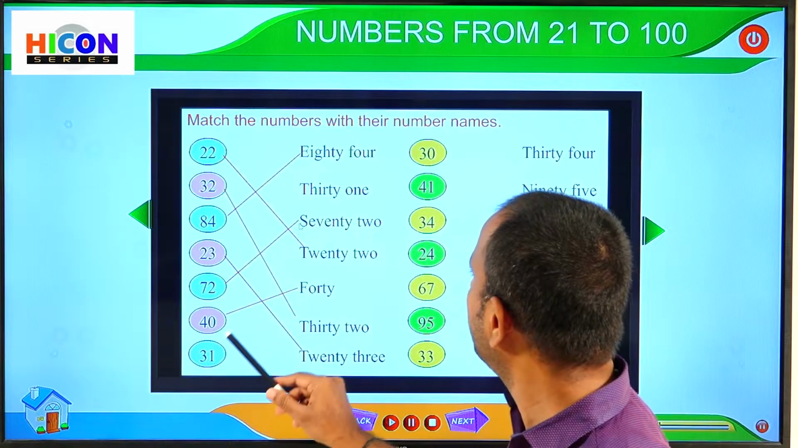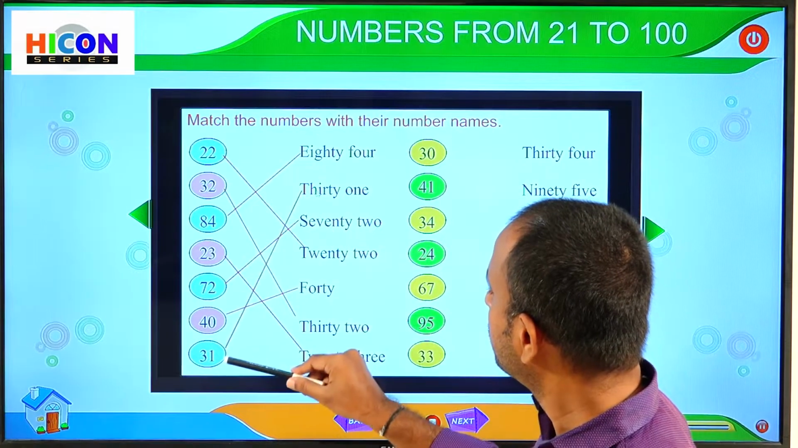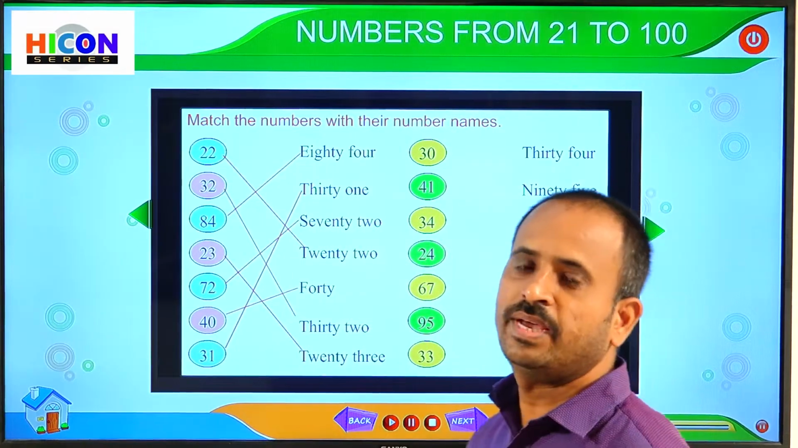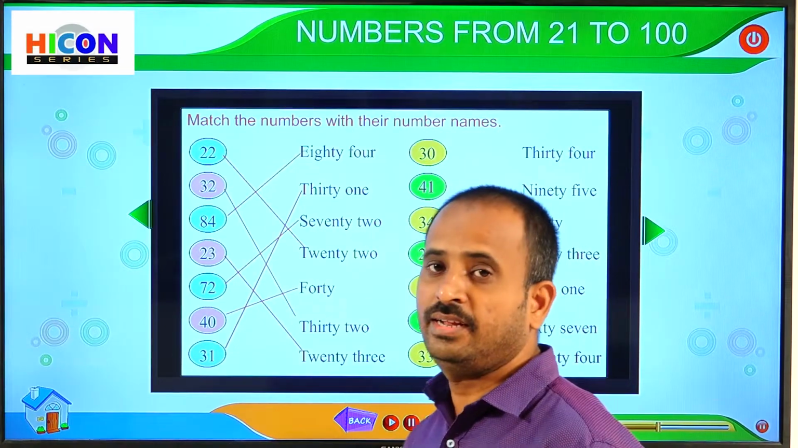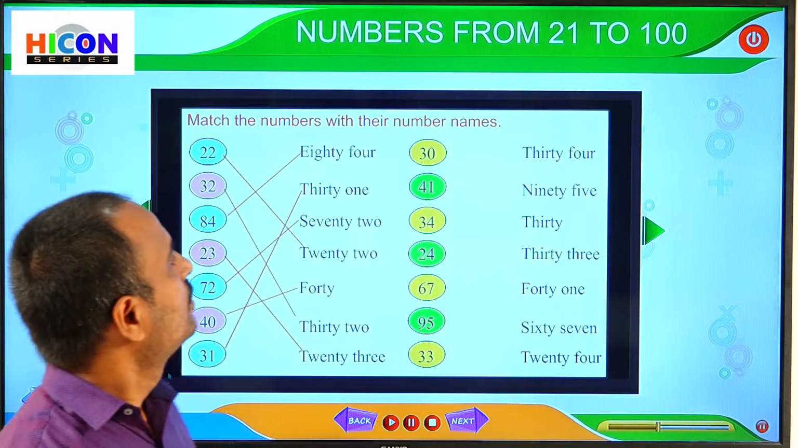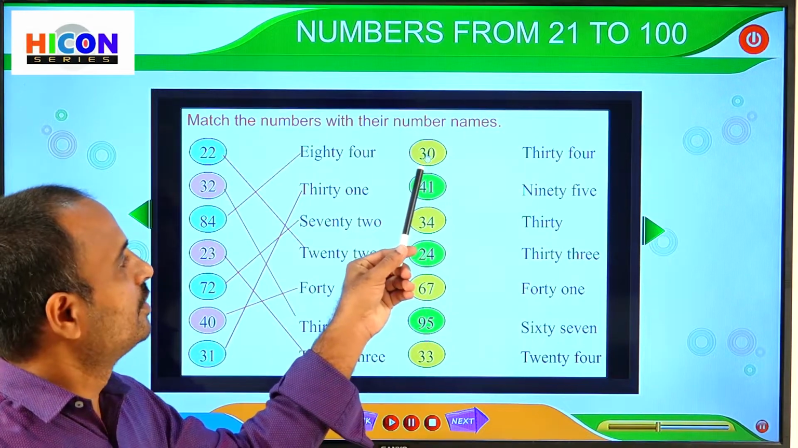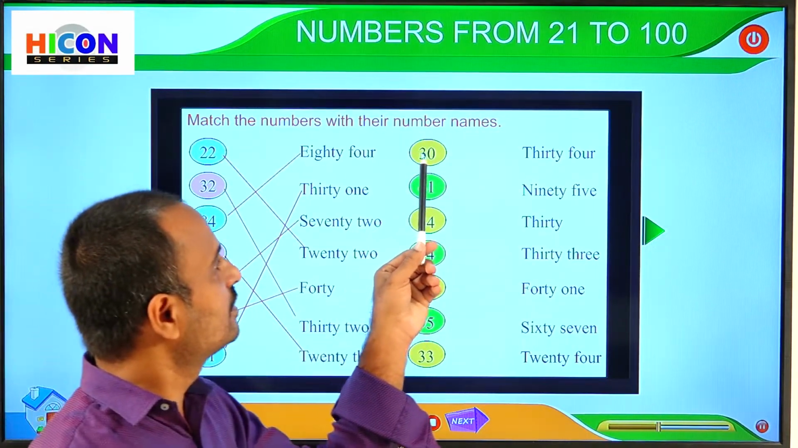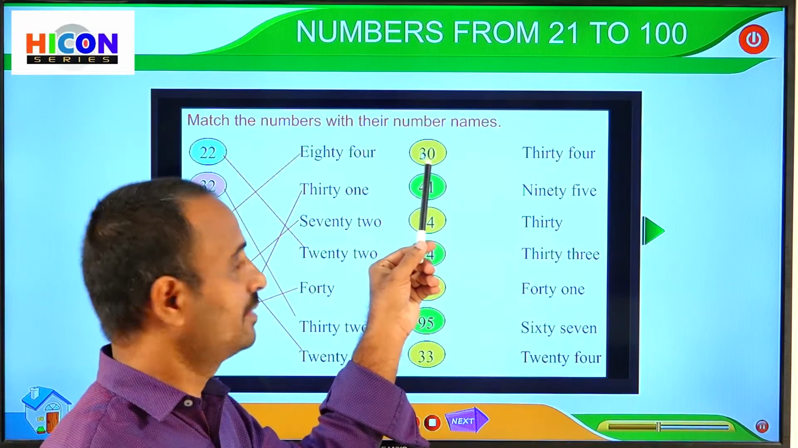So where is 31? So children, see the second one. So here is the 31. So match that number. So see the next matching here. So here also there is another matching. So what is the first number here? So 30 can be read as 30.